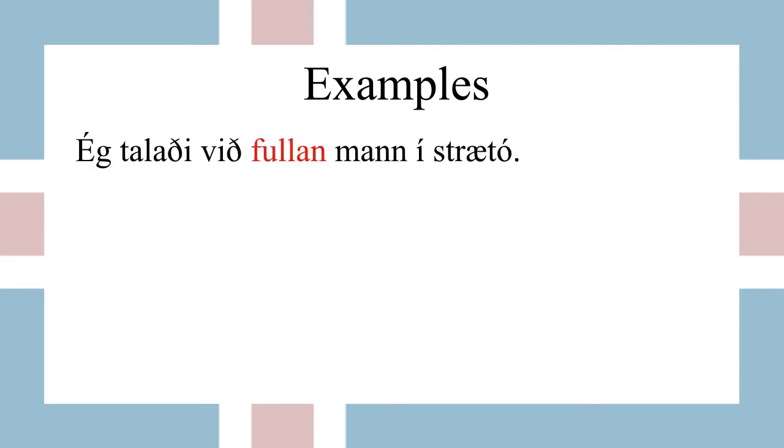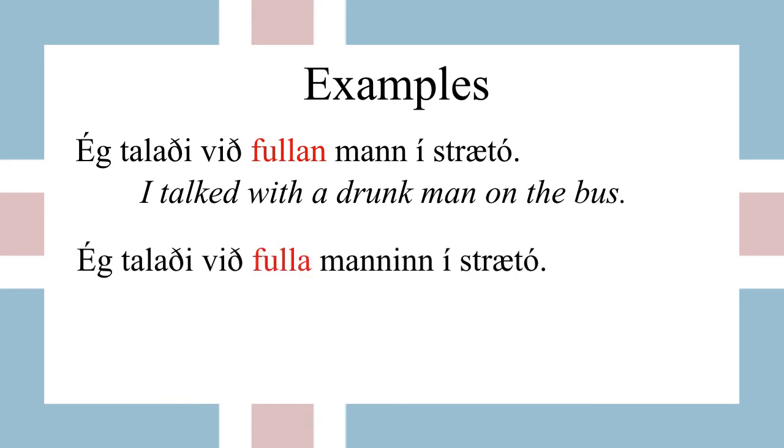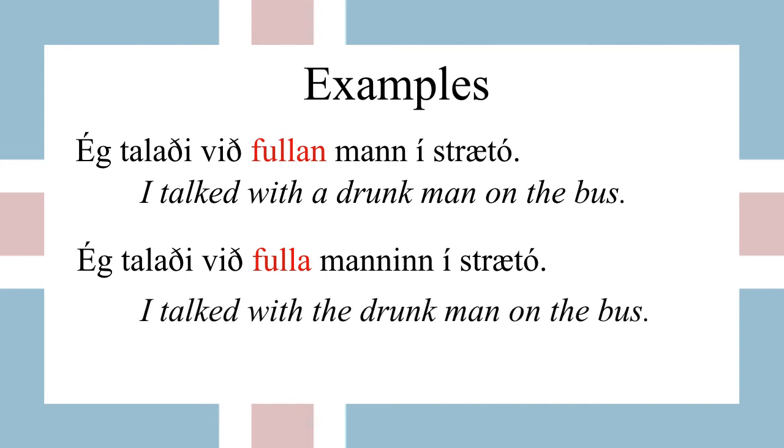So up to this point, all the examples that we've looked at have been nominative adjectives, but this same rule applies to adjectives in other cases as well. For example, ég talaði við fullan mann í strætó, which means I talked with a drunk man on the bus. Compare that to ég talaði við fulla mannin í strætó, which means I talked with the drunk man on the bus. Now in the top sentence we have the strong form of the adjective, because we have an indefinite noun. And in the bottom sentence we have the weak form of the adjective because it's a definite noun.